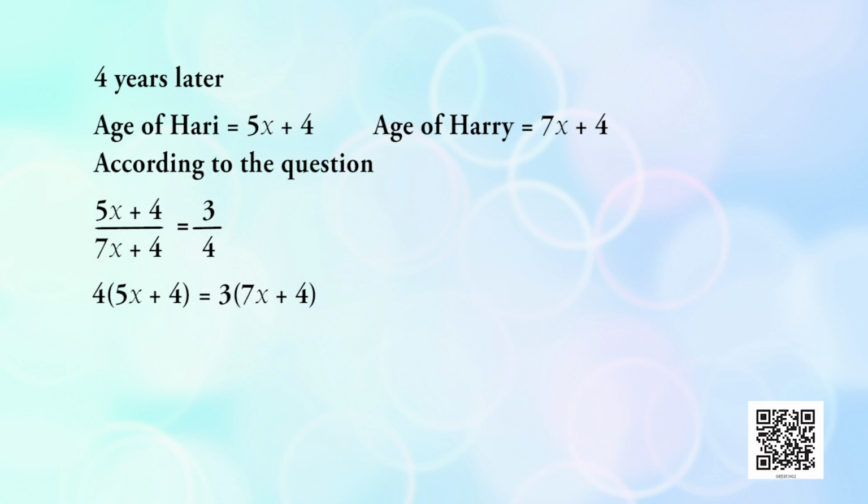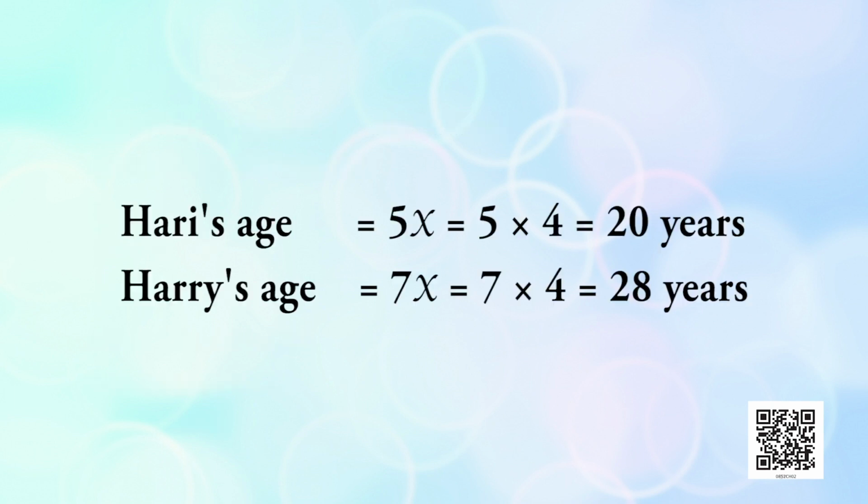By cross multiplying the terms, you know how to get that one. It becomes 4 times (5x + 4) is equal to 3 times (7x + 4). That is 20x + 16 is equal to 21x + 12. By taking the x terms at one side, it becomes 21x - 20x, and the constants on the other side, it becomes -12 + 16. Therefore, x is equal to 4. That is, Hari's age is 5x, that is 5 times 4, that is 20 years. Harry's age is 7x, that is 7 times 4, that is equal to 28 years.